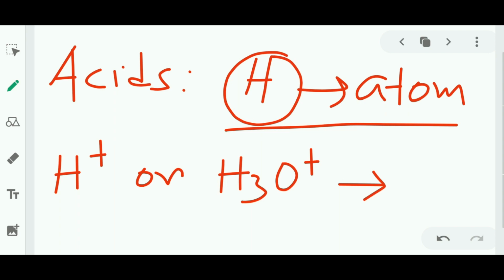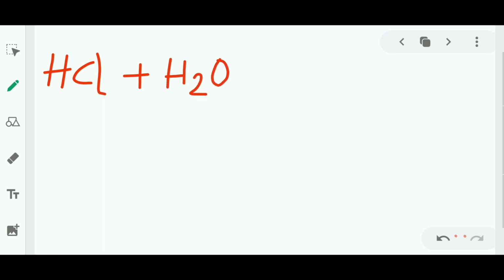For example, if you see HCl, HCl is hydrochloric gas. When HCl is added to water, it becomes an acid and it dissociates into ions. Which ions? H3O plus ion, and another ion, chlorine, Cl minus ion. So these two ions are formed. This is an example of how HCl dissociates into ions.